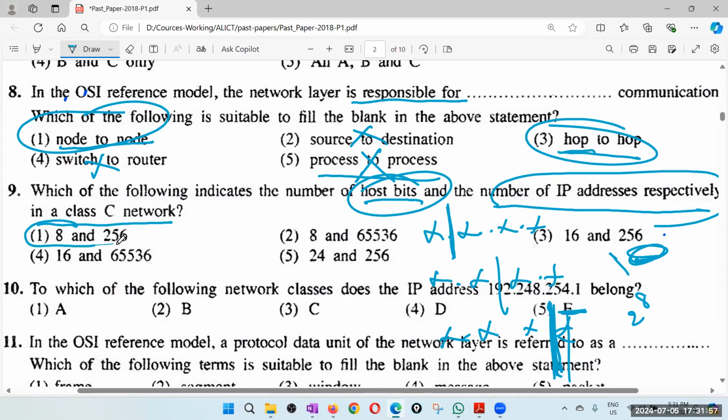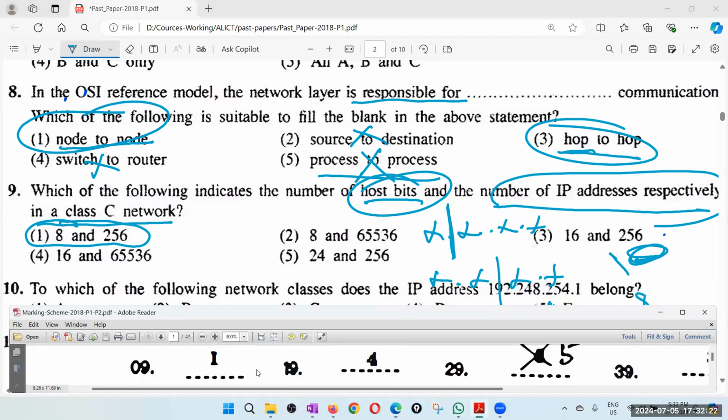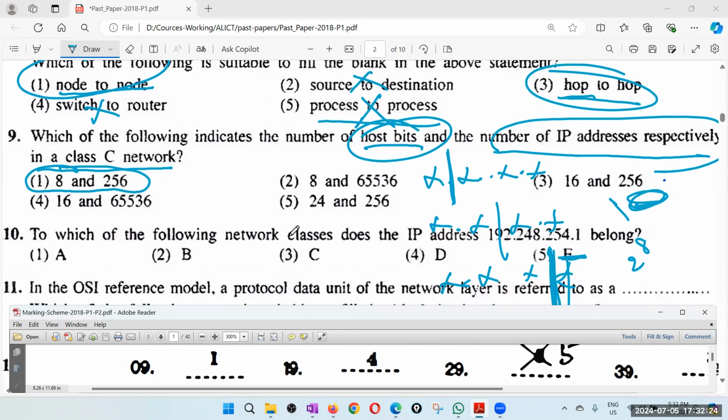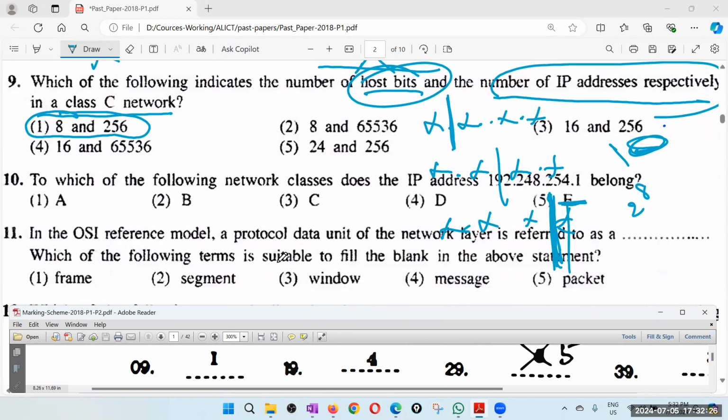So 8 bits, 256. Of course, out of 256 we need to reserve 2 addresses, but the examiner has not considered that, because usually that reserving is considered for subnetting. Ideally it should have been 254, but anyway, the examiner has loosely taken it as 8 and 256. So the 9th question's answer must be 1. Any questions about that? No?